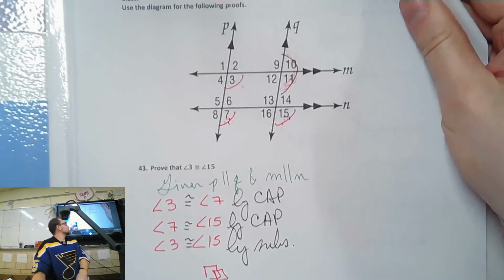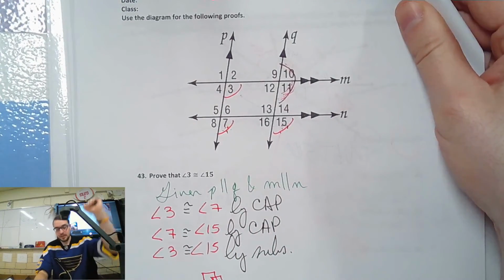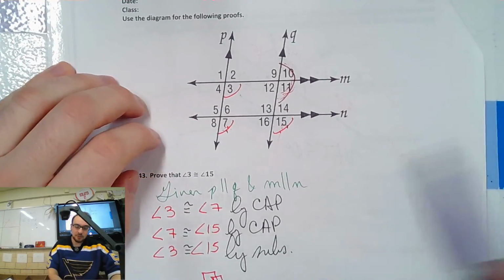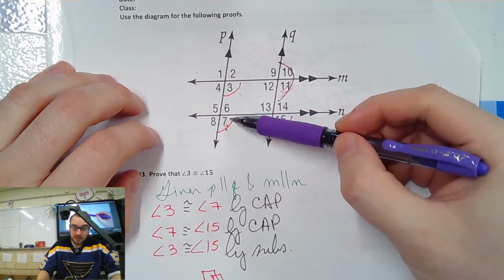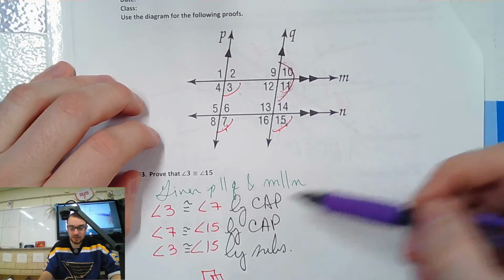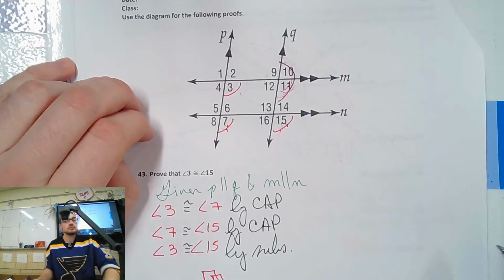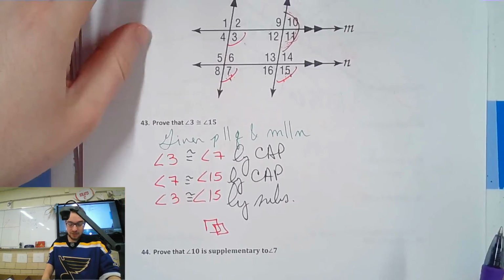Page 24. All the lines are parallel, so we write that down. Given P and Q, M and N. I want to prove that 3 is 15, so 3 and 7 by CAP, 7 and 15 by CAP, 3 and 15 by subs. Easy. Wow. The bottom one, prove that angle 10 is supplementary to 7.